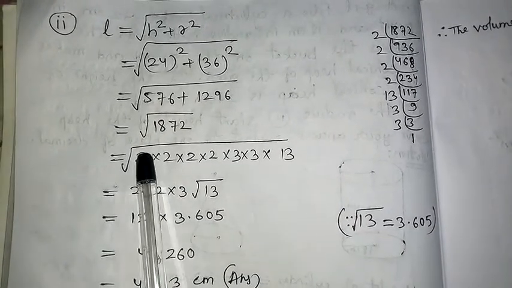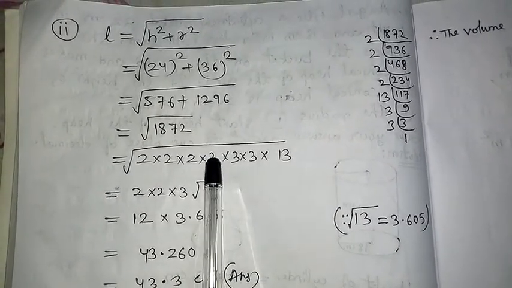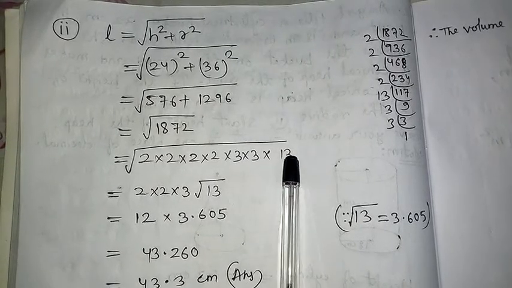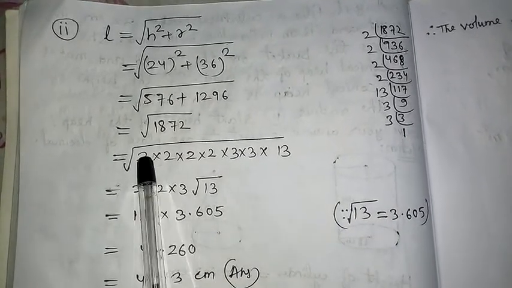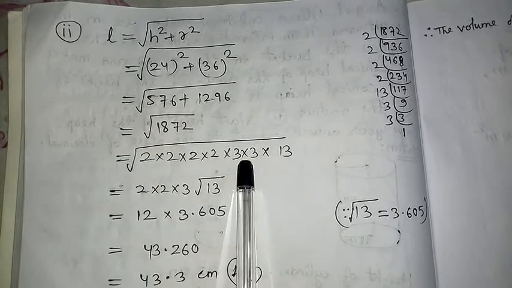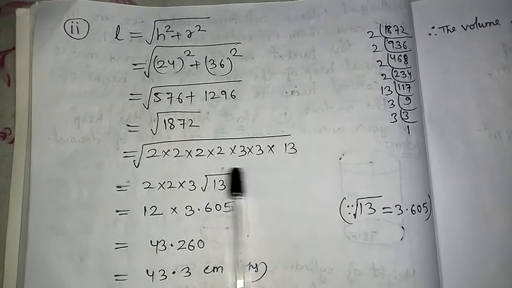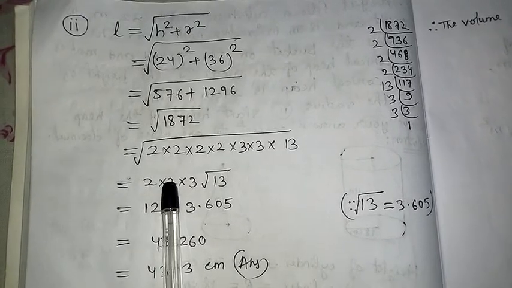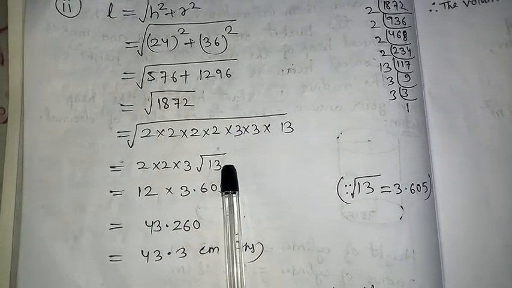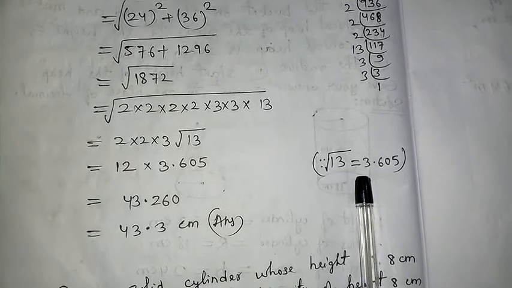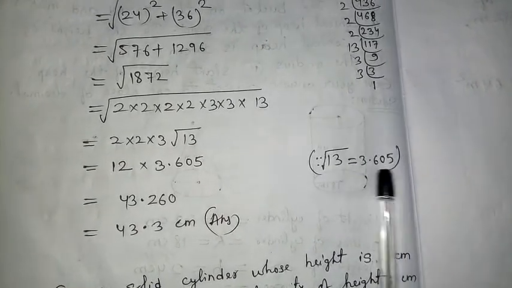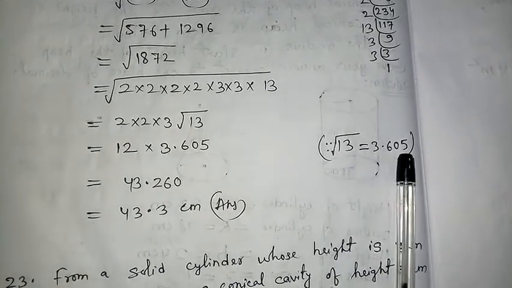And now I did simplification. Then you can see 1 2 3 4, 4 2s came, 2 3s came, and 1 13 came. So under the root, out of 4 2s, 2 2s came out, and out of 2 3s, 1 3 came out, and 13 had no partner. It remained inside the root. So 2 2s are 4, 4 3s are 12. 12 into root 13, again I will say you have to check the value from the root table. It will be provided in the examination: 3.605.